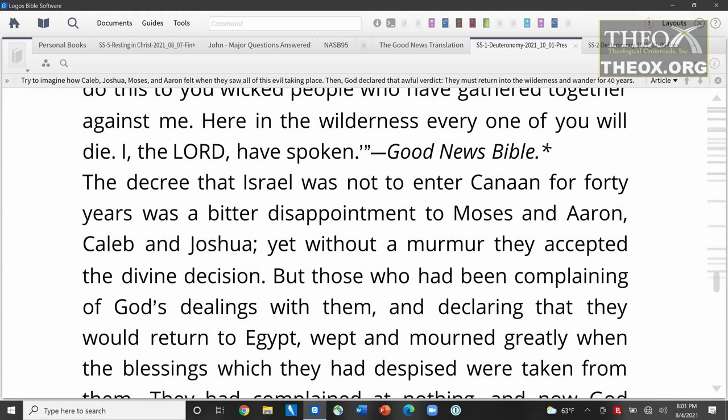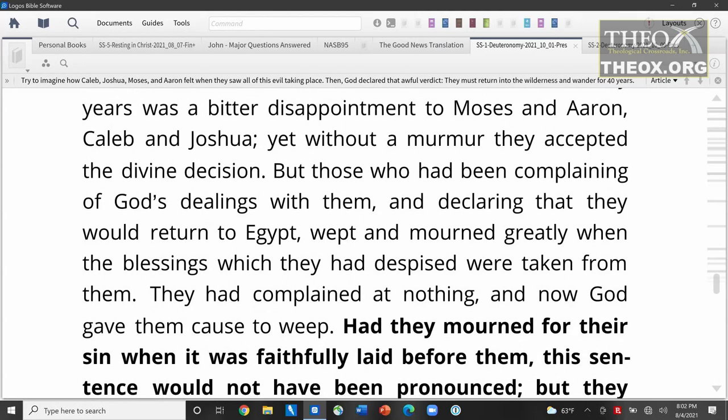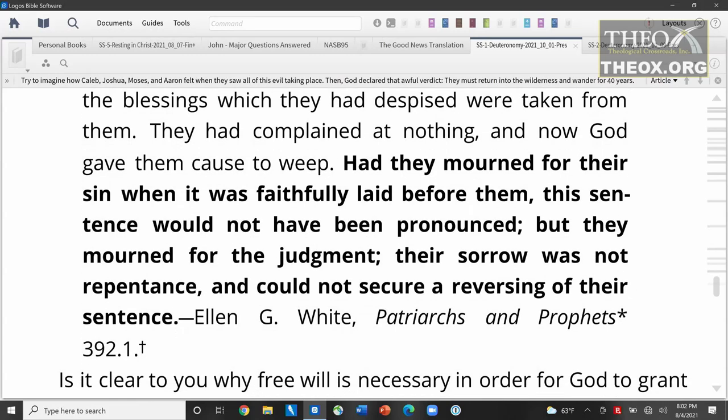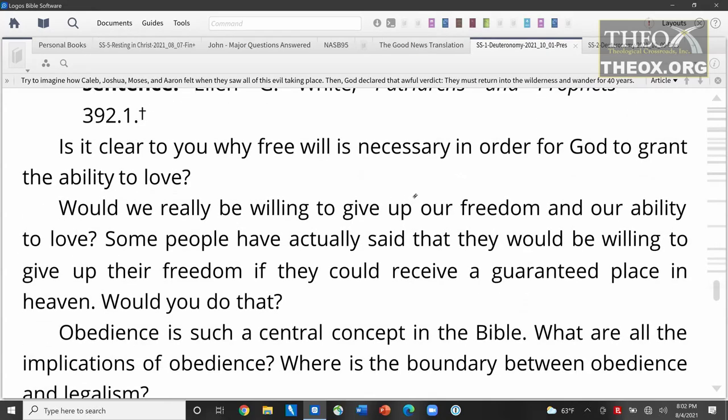Wow. The decree that Israel was not to enter Canaan for 40 years was a bitter disappointment to Moses and Aaron, Caleb and Joshua. These are words from Ellen White. "Yet without a murmur, they accepted the divine decision. But those who have been complaining of God's dealings with them and declaring that they would return to Egypt wept and mourned greatly when the blessings which they had despised were taken from them. They had complained at nothing, and now God gave them cause to weep. Had they mourned for their sin when it was faithfully laid before them, this sentence would not have been pronounced. But they mourned for the judgment. Their sorrow was not repentance and could not secure a reversing of their sentence." Patriarchs and Prophets, page 392, paragraph 1. And of course, that was written by Ellen White.